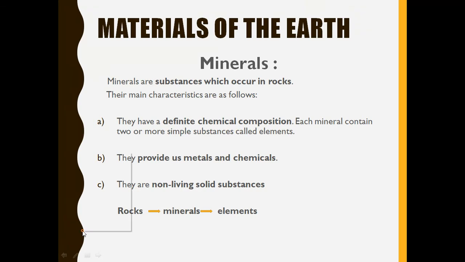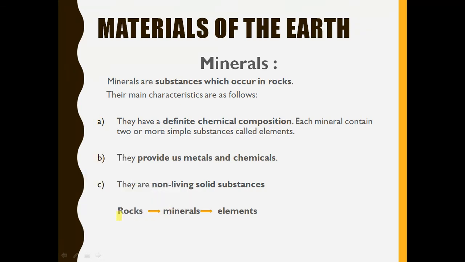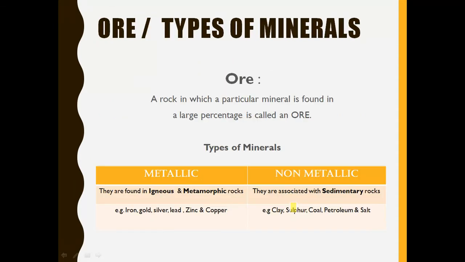So let me just take out my pointer to explain things more nicely. So we have done the rocks, right? We did the rocks. Rock is a solid material that makes up the earth's surface. Then we did minerals. Minerals are the substances which are found in rocks. Right, then we will be doing the elements. Now, minerals contain two or more simpler substances known as elements. Right, so let's move on to the next slide.